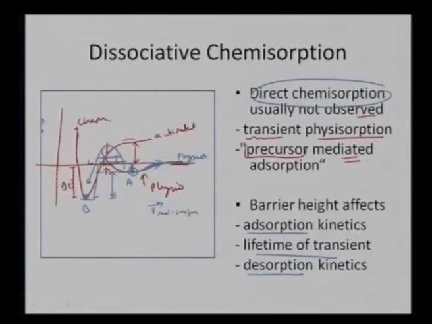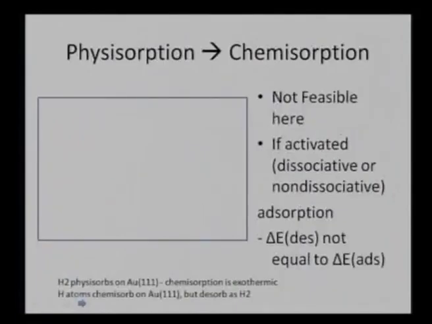So physisorption basically serves as a precursor to mediate the chemisorption, and again the barrier heights are basic factors in dictating the adsorption kinetics, or defining the lifetime of the transient, or the desorption kinetics. It is being dictated by this particular barrier height. And sometimes it might also happen that physisorption to chemisorption may not be feasible at all. Let me go back to it.